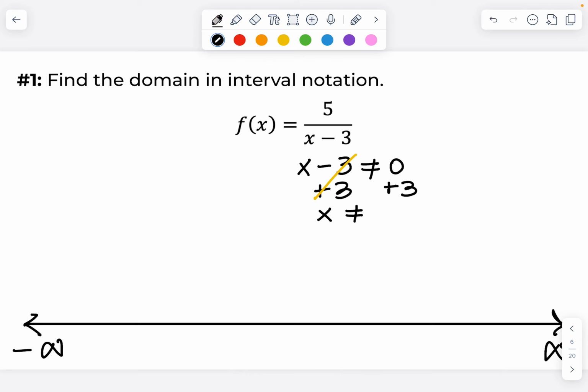I'm going to be left with just an x, and then x does not equal 0 plus 3, which gives me 3. So what that means is I can think about my x-axis as a number line, which I have drawn below. On the left, I'm going to negative infinity.